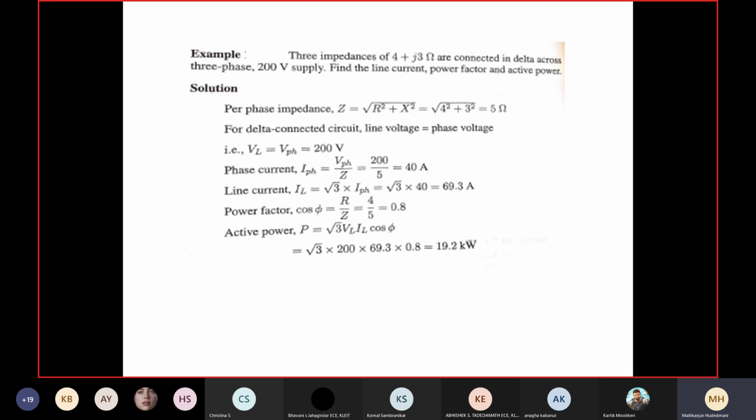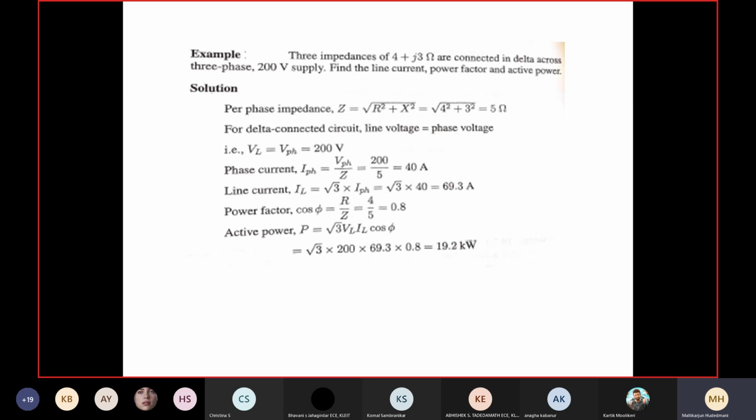Similarly, if I take an impedance in delta, let's take the same problem. 3 impedances of 4 plus J3 ohm connected in delta across 3 phase 200 volt supply. Now you are configured to think about a delta circuit, a triangle-like approach. Impedance in each arm is 4 plus J3 ohm. Find the line current, power factor, active power, reactive power, etc. Now the connectivity is delta.